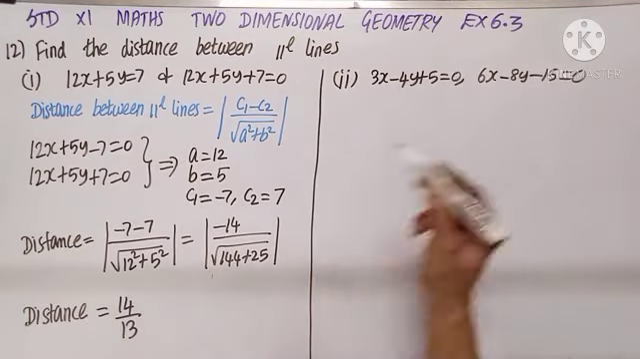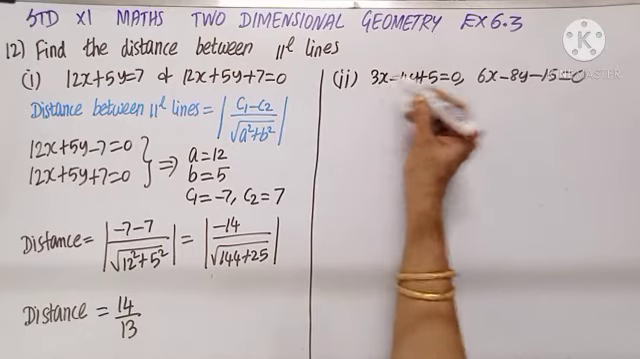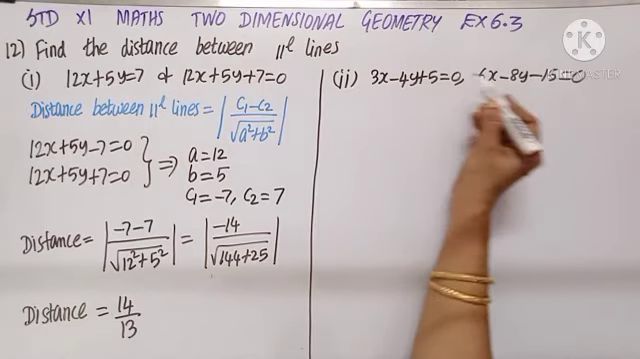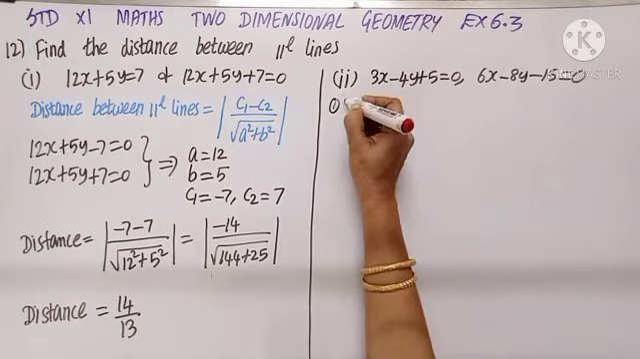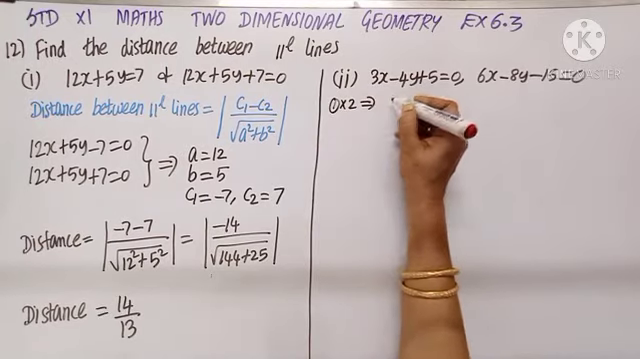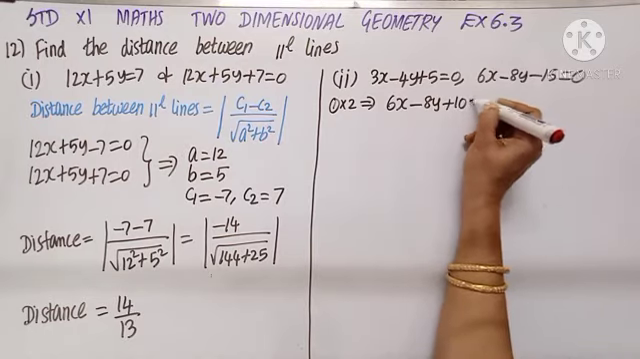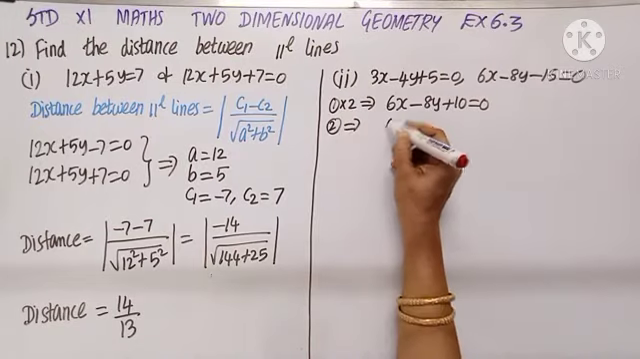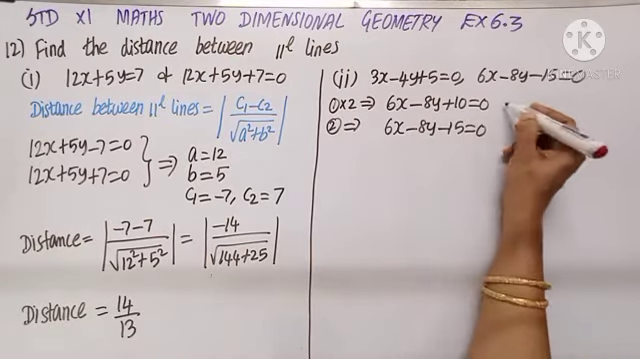The same pattern, let us try here. But 3x, 6x are coming. So we need to make both the coefficients the same. So the first equation, let us multiply by 2. It is 6x minus 8y plus 10 equal to 0. Second equation, 6x minus 8y minus 15 equal to 0.